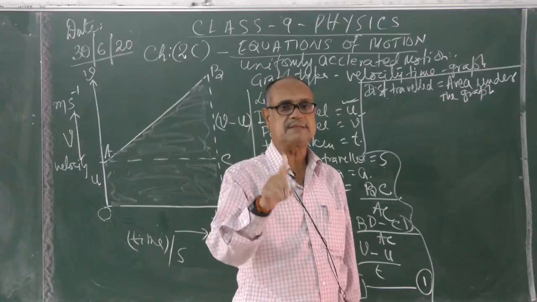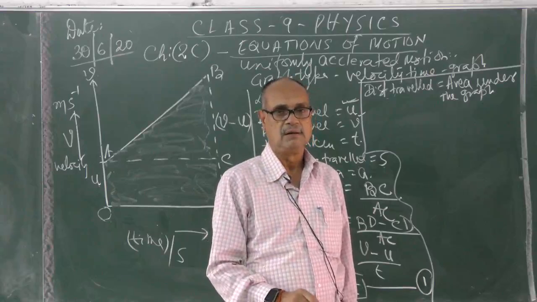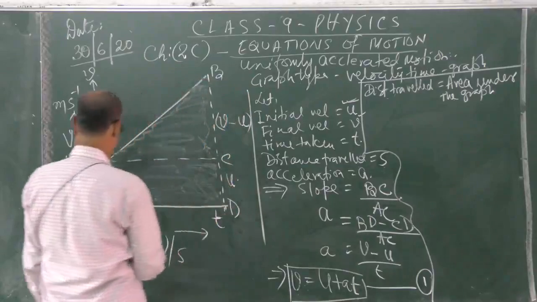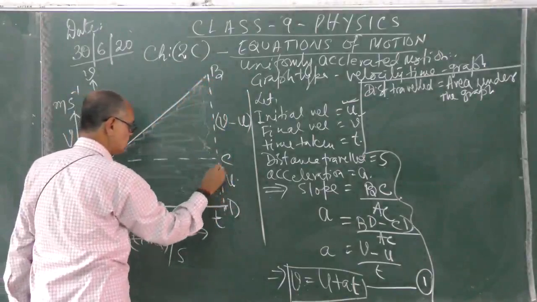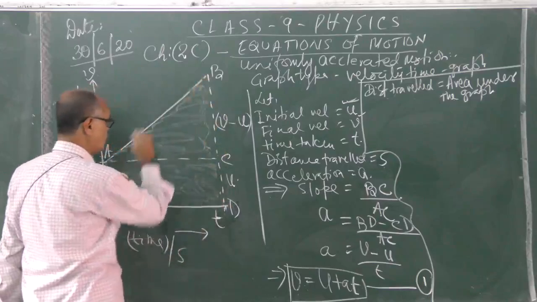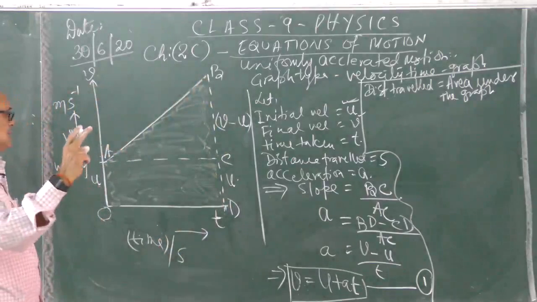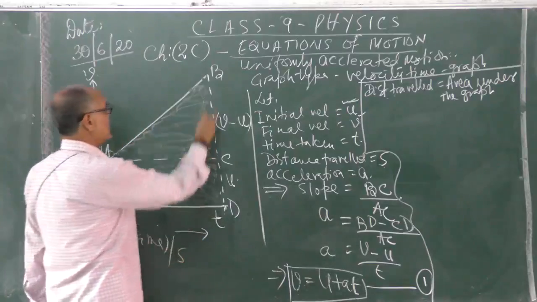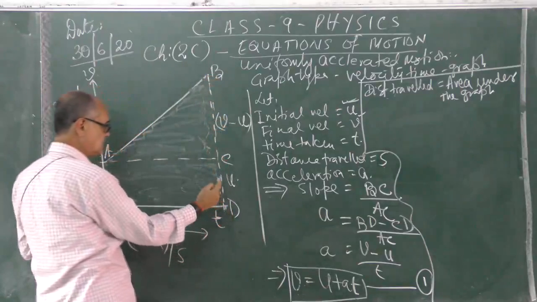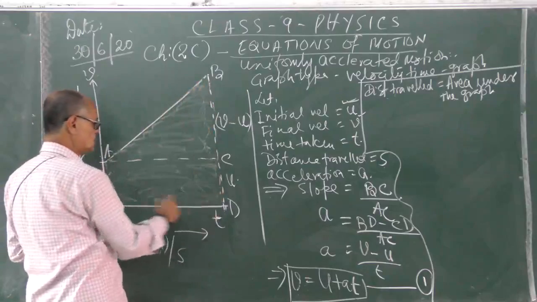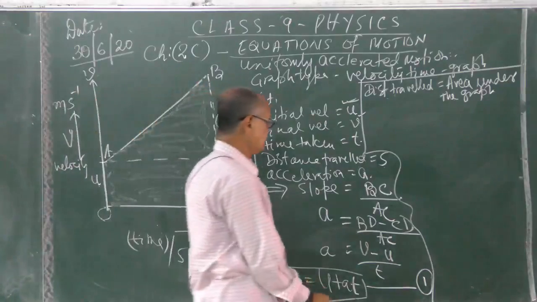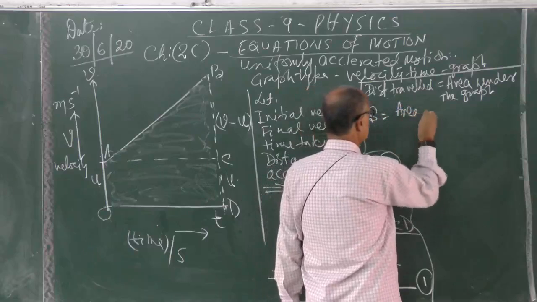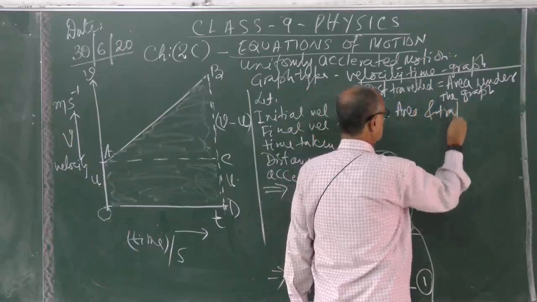A trapezium is a quadrilateral with two parallel sides. So this trapezium OABD as a whole has the OA side parallel to the BD side. So this is a complete enclosed figure called a trapezium. So this will be called the area of trapezium.